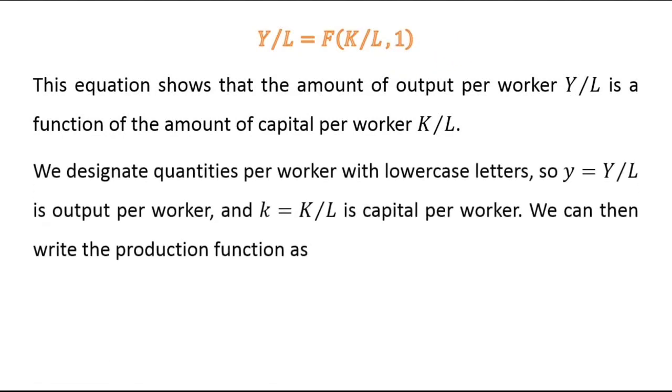We designate quantities per worker with lowercase letters, so small y is output per worker and small k is capital per worker. We can then write the production function as small y equals f of small k.